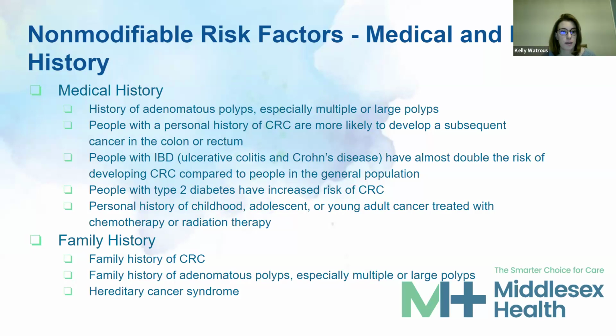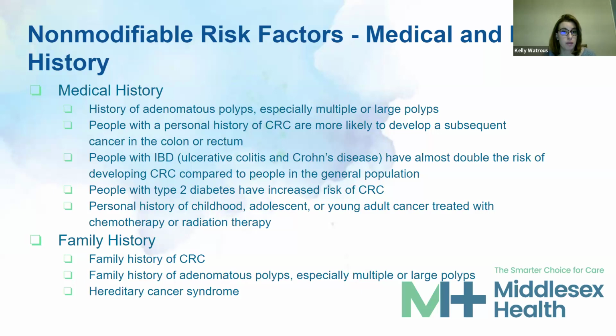People with inflammatory bowel disease, which includes ulcerative colitis and Crohn's disease, have almost double the risk of developing colorectal cancer compared to people in the general population. If you have one of these or you know somebody with Crohn's, for example, you may be familiar with that these people go for more frequent colonoscopies. People with type 2 diabetes also have increased risk of colorectal cancer, as do people who've had a personal history of childhood, adolescent, or young adult cancer that was treated with chemotherapy or radiation therapy.